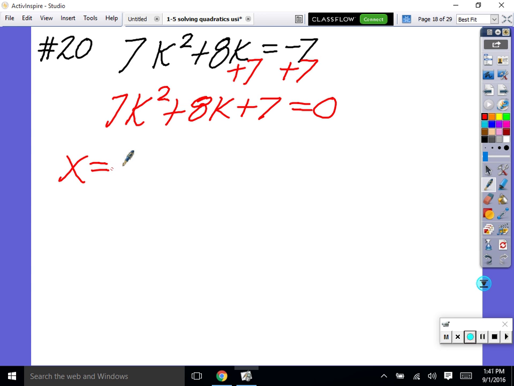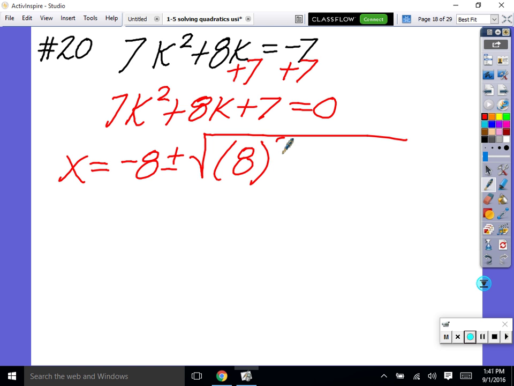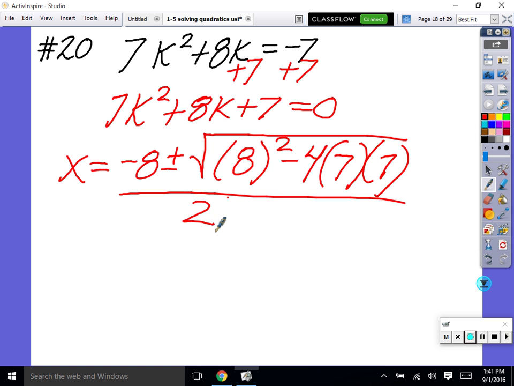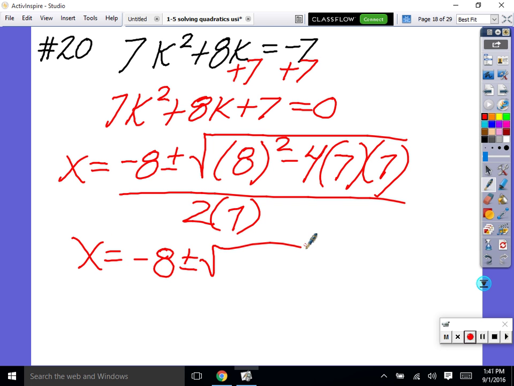X equals the opposite of b, which would be negative 8, correct? Plus or minus the square root of 8 squared, which is b squared, minus 4 times a, which is 7, times c, which is 7. You get lazy, you get them wrong. It's just that simple. All over 2 times a. So we simplify. I can't stress it enough. Only calculate that in your calculator.